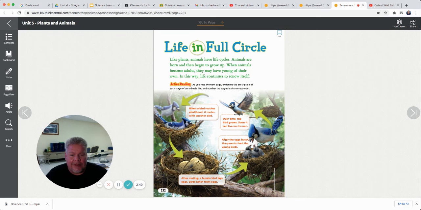Oh, I'm going the wrong way. After the eggs hatch, the parents feed the young birds. And over time, the bird grows, and soon it can live on its own. And then the whole cycle goes over again. That's why this is called the life cycle. It just repeats itself over and over. Your grandparents had your parents when your mom or your dad was a little baby. Then they grew up and they had you and you were a little baby. And one day you'll grow up and maybe have your own children. So it's a cycle, isn't it? It keeps going and going.